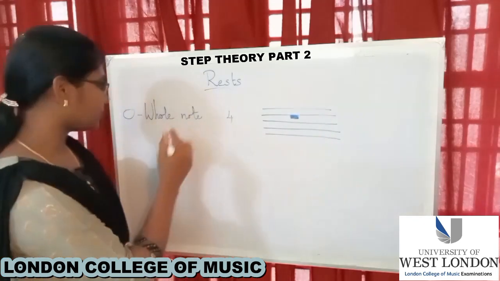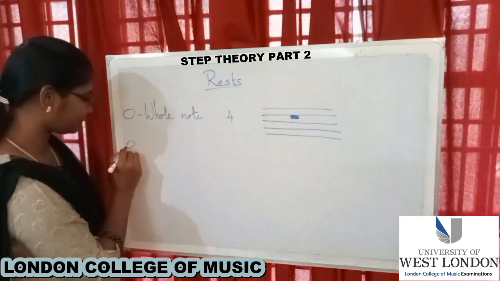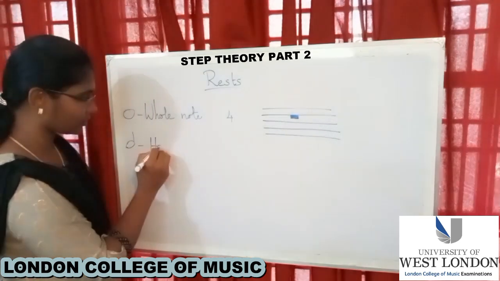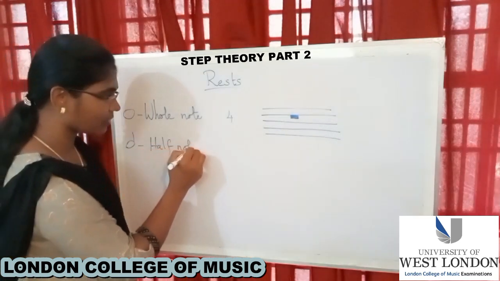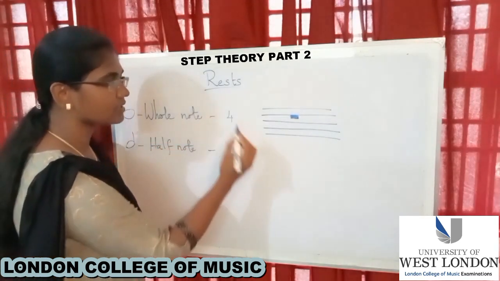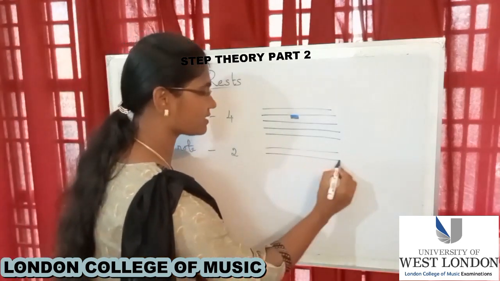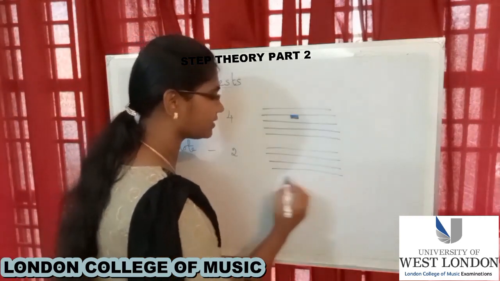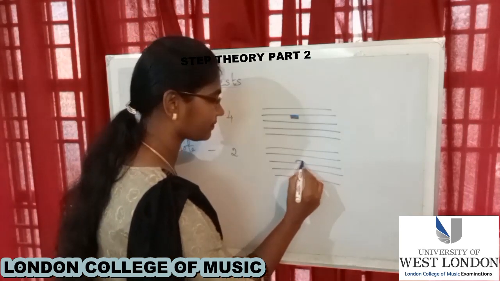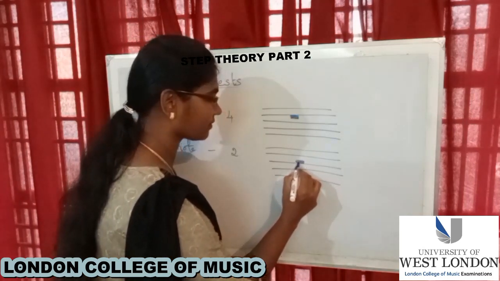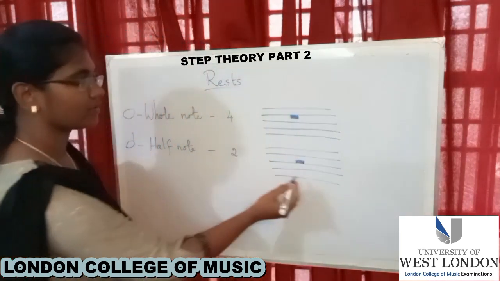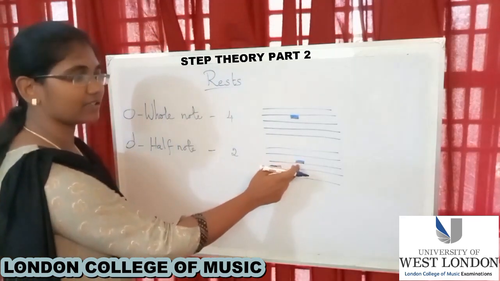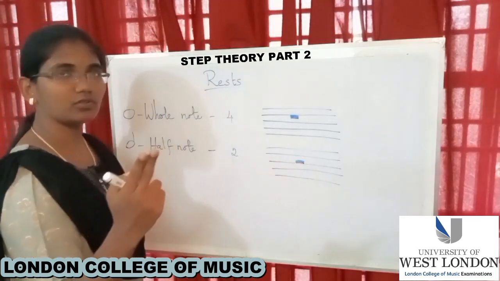Okay, come to the minim note, half note. How many counts? 2 counts, right? So the half rest will be placed on the 3rd line. Okay, so it is placed on the 3rd line. So this rest has 2 counts.